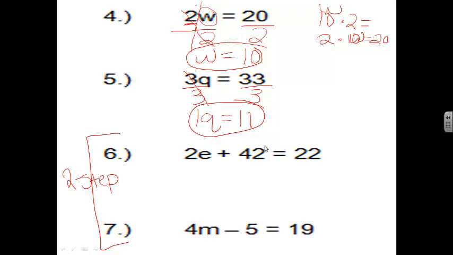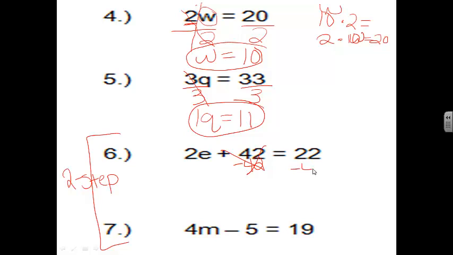We always add, I know it's kind of the opposite of order of operations, but we get rid of our adding and subtracting before we worry about multiplication and division. So what would I do to 42 to get rid of it, to make a 0 pair? Minus 42. Very good, minus 42, so that goes away.